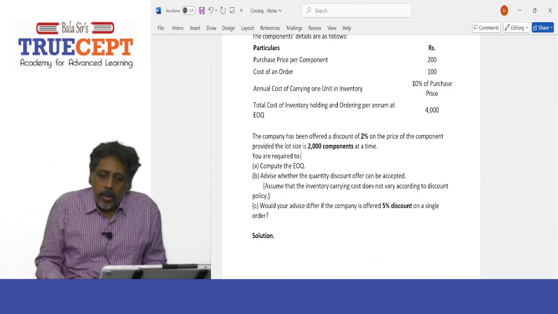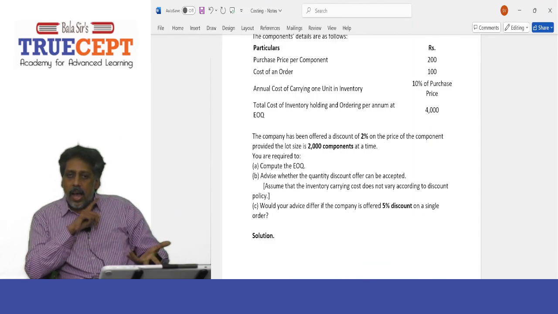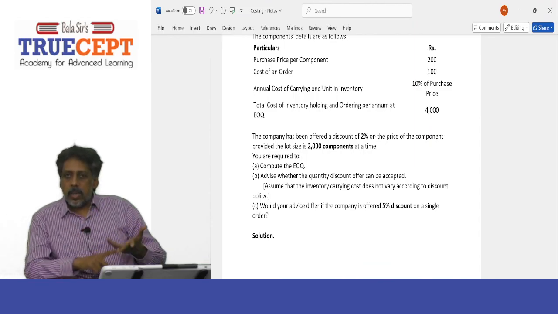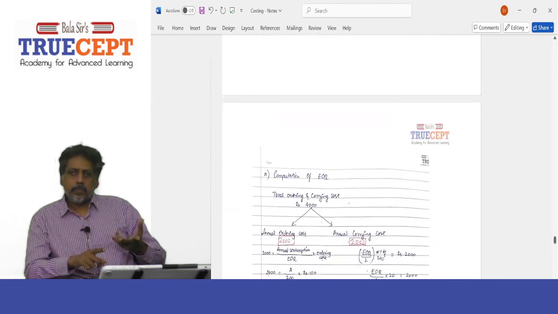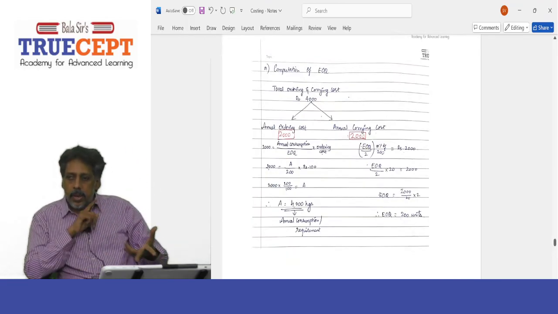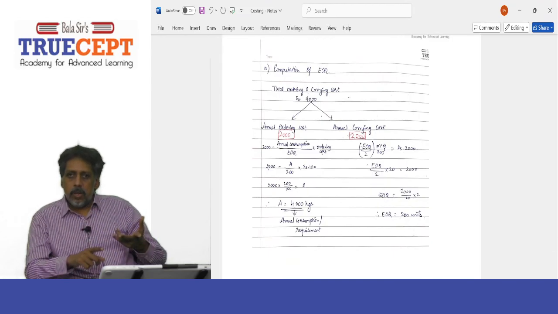Now let us go ahead and answer these questions. But the first point is they haven't given the annual requirement, which is not given in the question. Also, they haven't given the economic order quantity, the EOQ number, right? Now, how to go about calculating that? Refer to the flow chart first. The total of ordering and carrying cost based on EOQ is given as how much? 4,000, which can be split into two. The annual ordering cost will be rupees 2,000 and the annual carrying cost will be rupees 2,000. Got it?